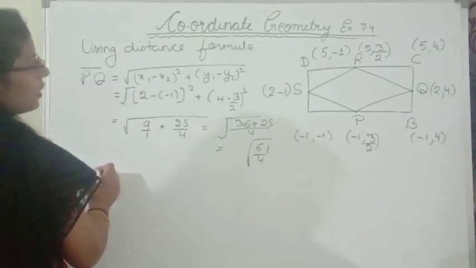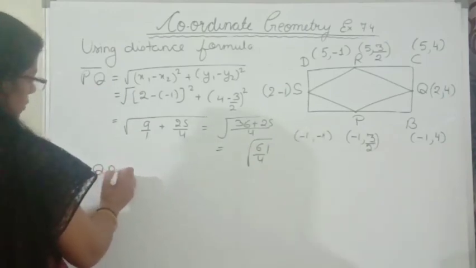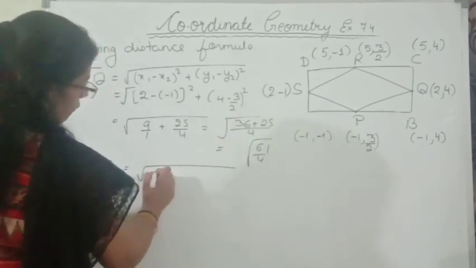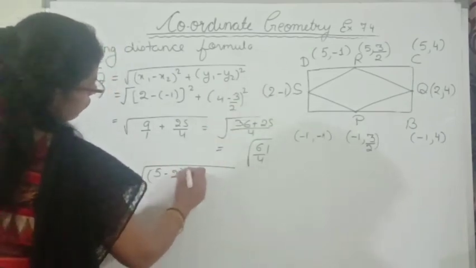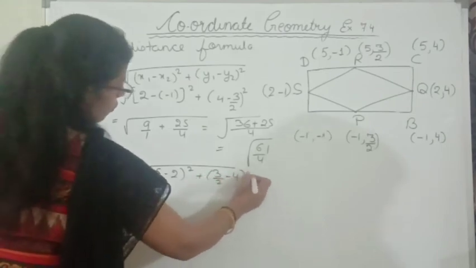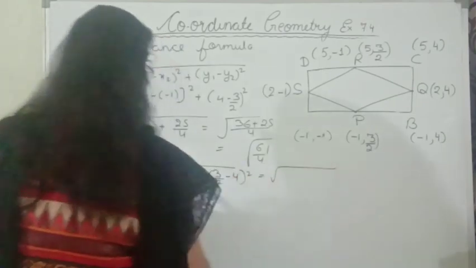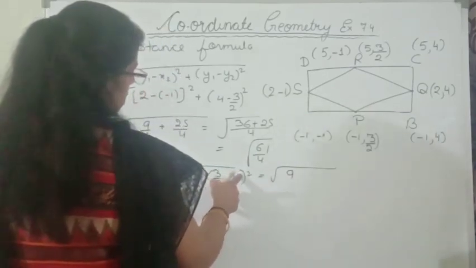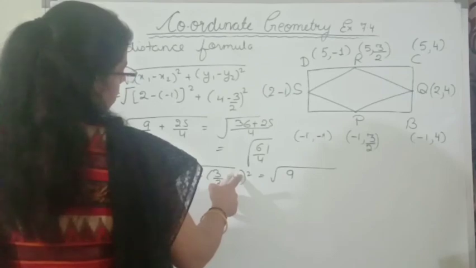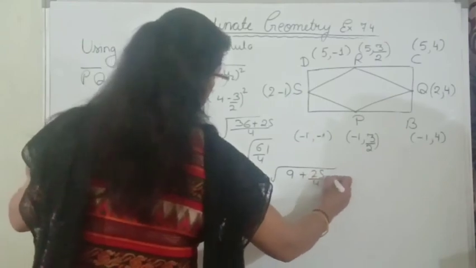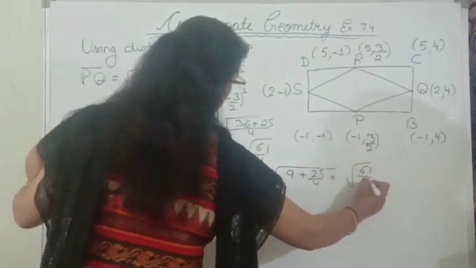Same way we can find QR. Square root of, so now I'm writing, (5 minus 2) whole square plus (3 upon 2 minus 4) whole square. So you will get here 9 and plus 25 upon 4, again it will come 61 upon 4.